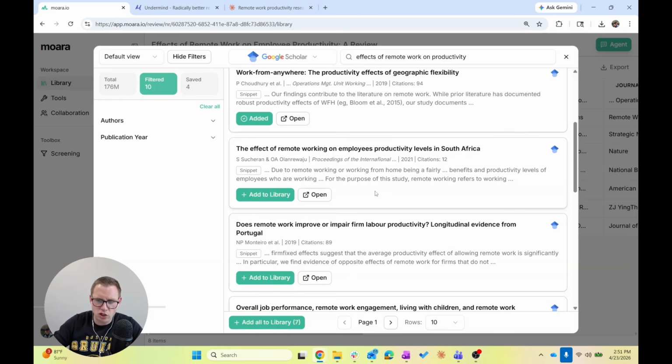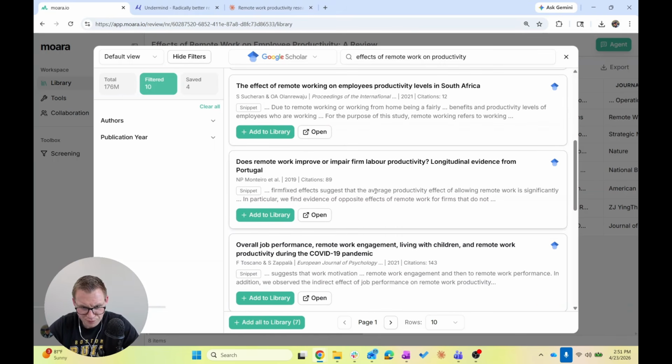Effective remote work on employees' productivity levels in South Africa. In that case, I'm sure there are some very good results there, but I'm going to avoid it because it's only 12 citations. And further, if our primary focus is US, maybe I'll come back to that, but let's just skip it for now.